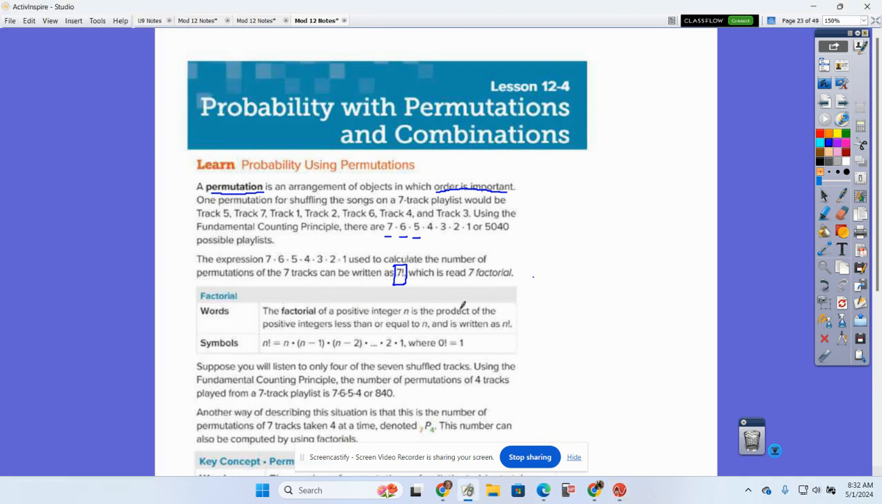The factorial of a positive number n is the product of the positive integers less than or equal to n and is written as n factorial. Really, all you need to know is if I asked you 3 factorial, that is 3 times 2 times 1, working all the way down. 100 factorial, I'm not going to write out, but you get the idea of it.